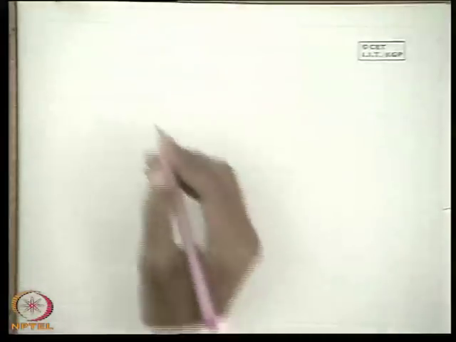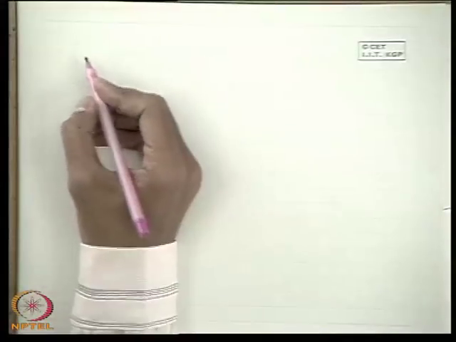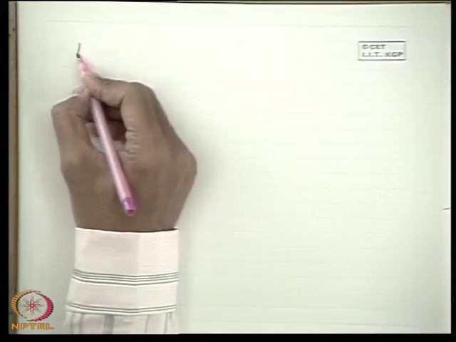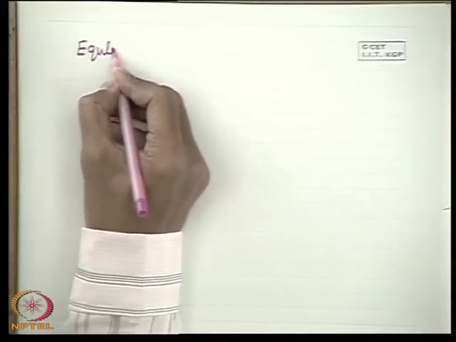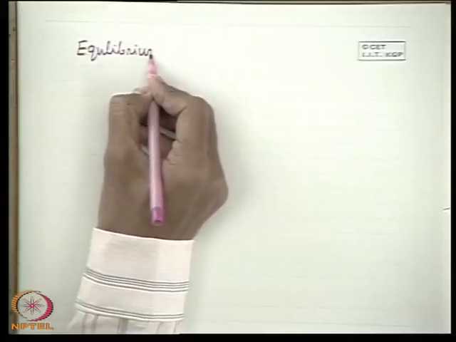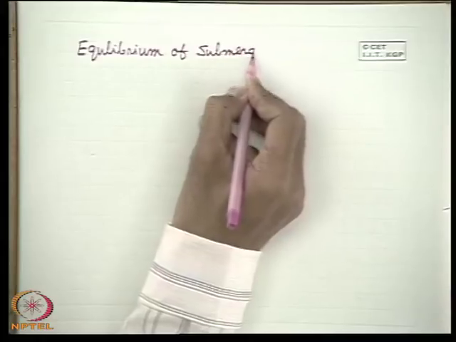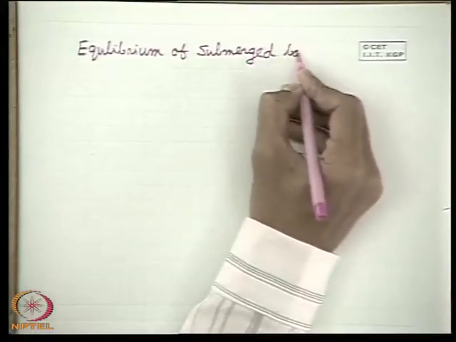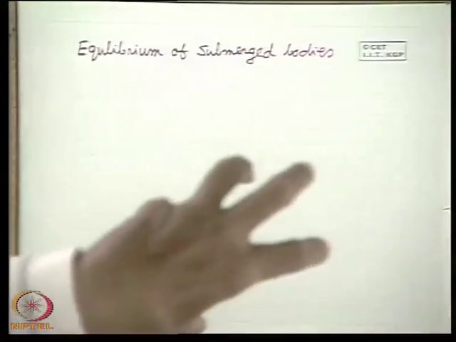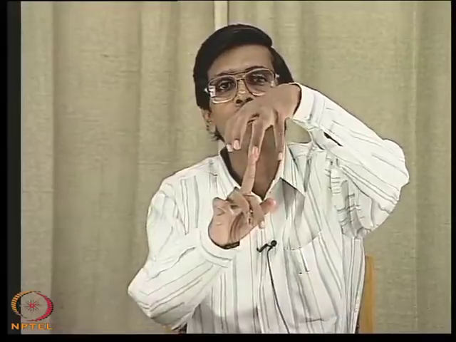Now we come to the equilibrium. Now we will discuss the floating equilibrium of submerged bodies. First we consider equilibrium of submerged bodies. If a body is submerged in a liquid, we see a vertical upward force, that is the buoyancy force, whose magnitude is the weight of the fluid whose volume is equal to the volume of the solid, acting upward.